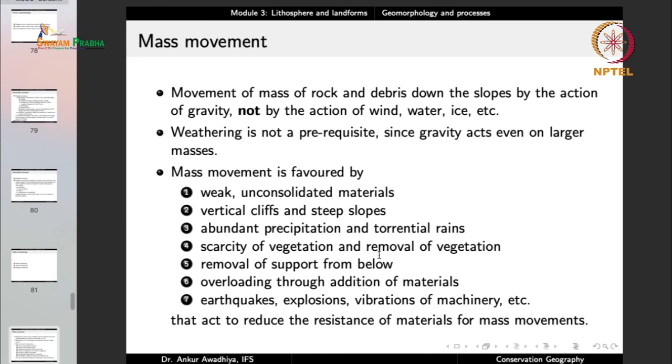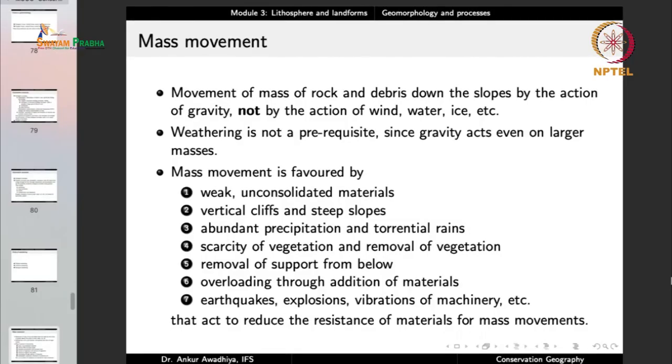Now, through all of these endogenic and exogenic processes, we have different landforms that now exist on this planet. And these different landforms are supporting different organisms, different biodiversity. So the landforms play a very important role in the biodiversity of this planet. So understanding them becomes very important for conservation.